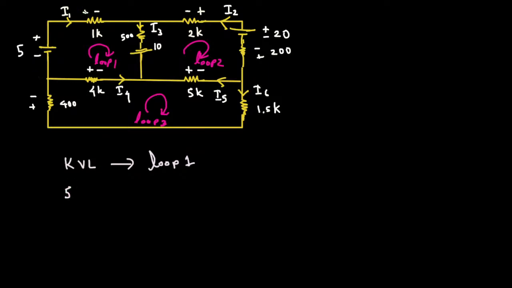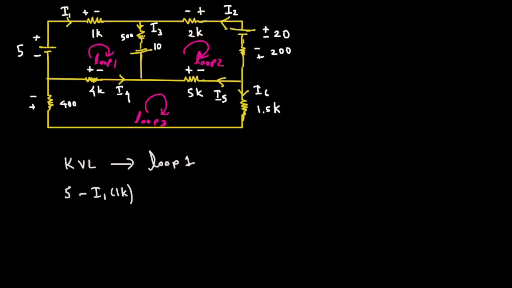And then here, plus to minus, that is 1k. And we know Ohm's law, V is equal to I times R. R is 1k ohm resistance, I is I1. Since this is plus to minus, we put a minus for this: minus I1 times 1k.